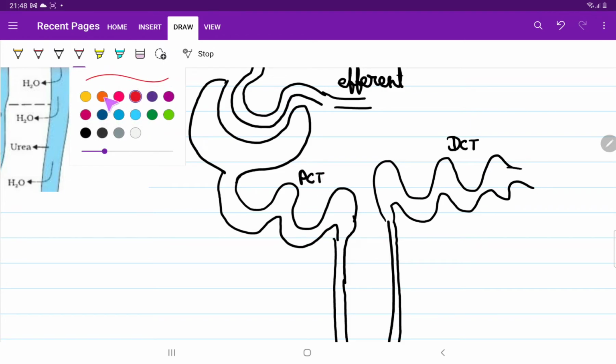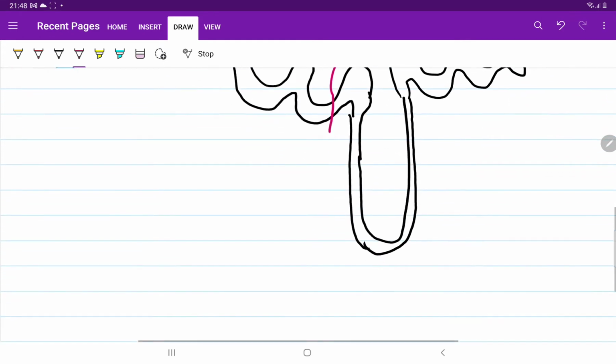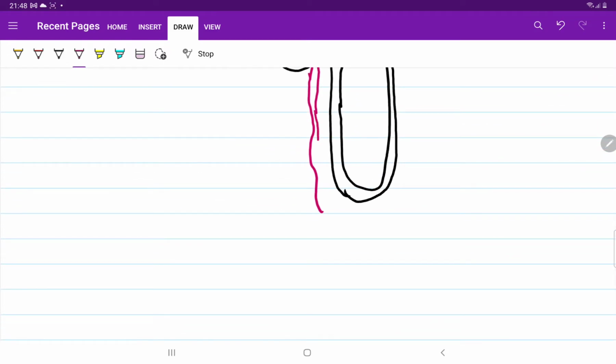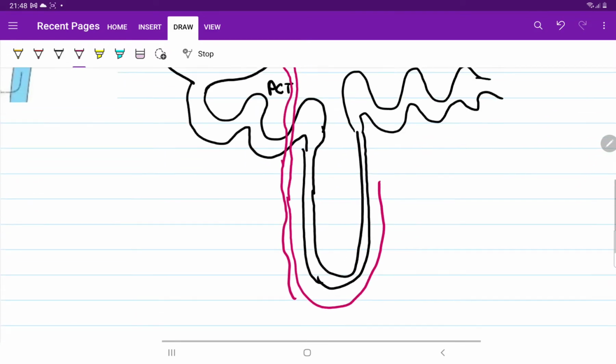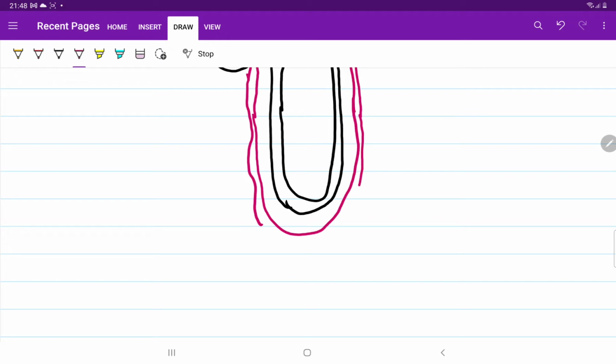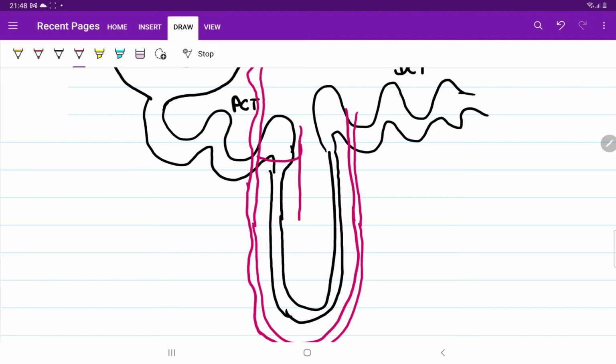Now a branch of capillaries rises from our efferent arteriole, and it forms a network around the loop of Henle. That branching is called peritubular capillary, and in the peritubular capillary, whatever part is forming a network-like structure around the loop of Henle, that will be called vasa recta. Yes, this is vasa recta.